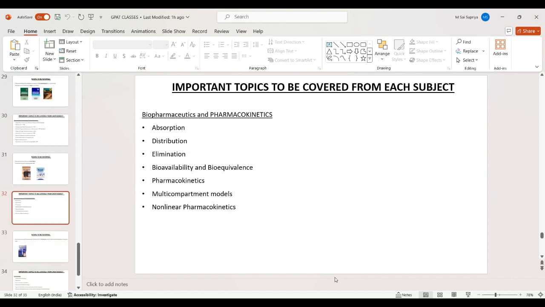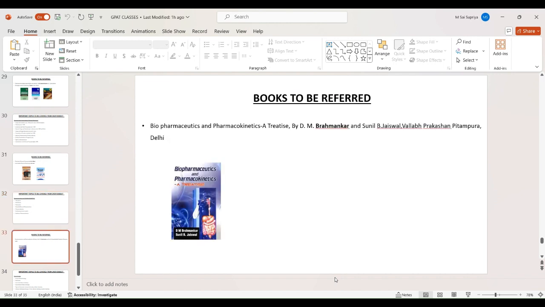Then biopharmaceutics and pharmacokinetics, all the ADME processes like absorption, distribution, metabolism, excretion. Okay. Then bioavailability and bioequivalence, and we have pharmacokinetic models like multi-compartment models, non-linear pharmacokinetics and linear pharmacokinetics. Should know all the formulas. Okay, I'll be sharing with you. Do not worry. Then I used to refer actually Brahmankar. So if you find any other good textbook, please share it in the comment box so that each and every student who watches my video will be able to know it.